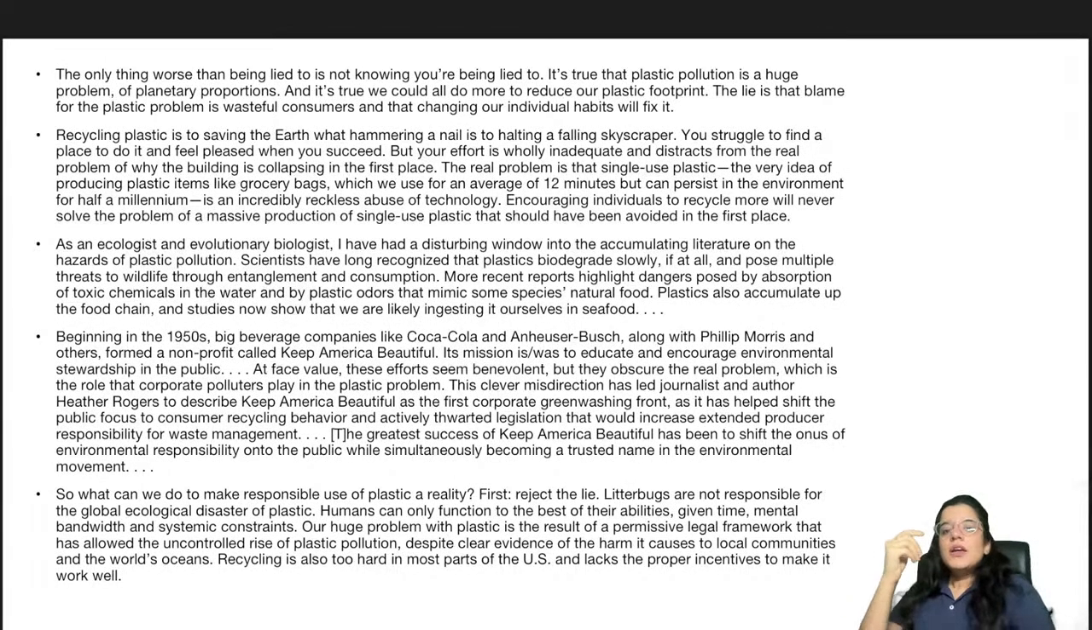Coming to the fourth paragraph, now this paragraph is extremely important, very, very important. In fact, I can say the most important paragraph of the whole passage. It says, beginning in the 1950s, big beverage companies like Coca-Cola and Bust, along with Philip Morris and others, formed an NGO called Keep America Beautiful. Its mission is or was to educate and encourage environmental stewardship in the public.